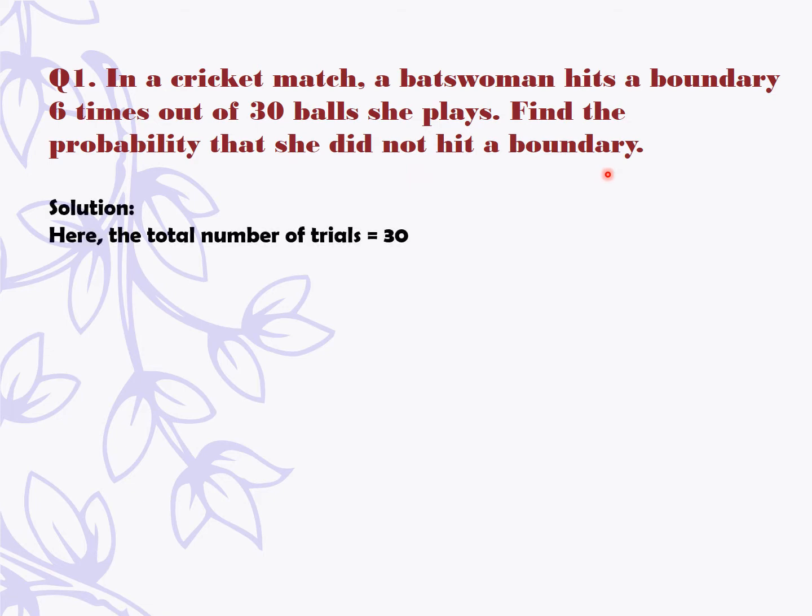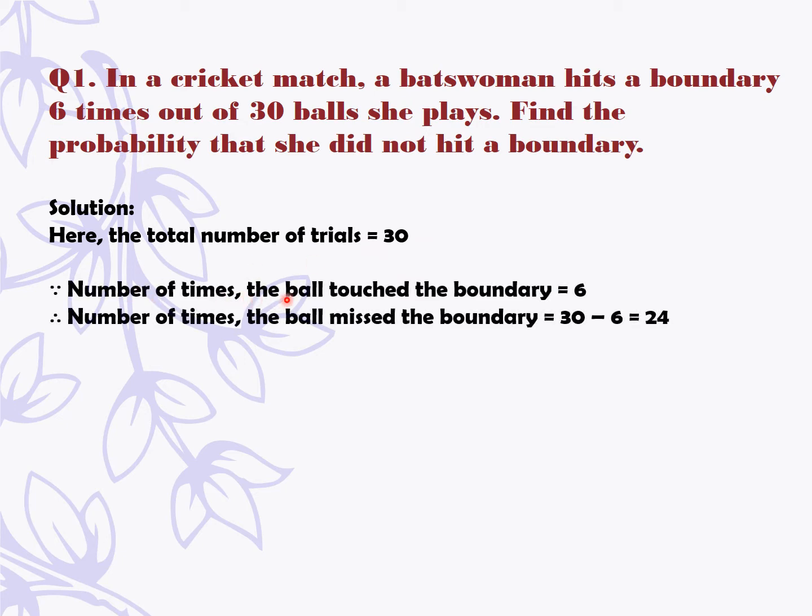Let us first write down the total number of trials, or total number of balls she played, and that is equal to 30. The number of times she hit the boundary is equal to 6. Now, we have to find the probability that she did not hit the boundary. Therefore, we should find the number of times she did not hit the boundary, or the ball missed the boundary, which is equal to the total number of balls played minus the number of boundaries, that is 30 minus 6, which is equal to 24.